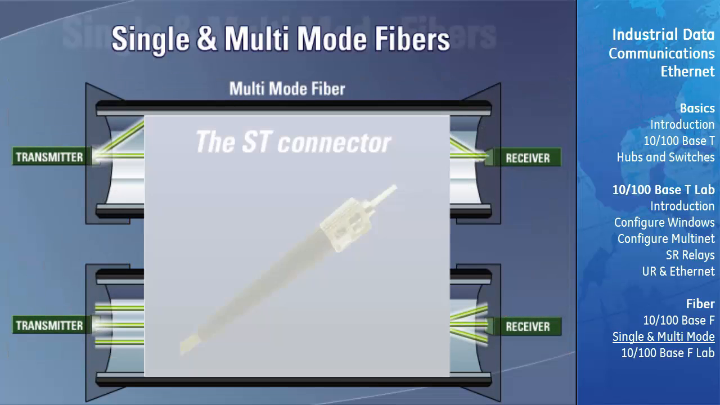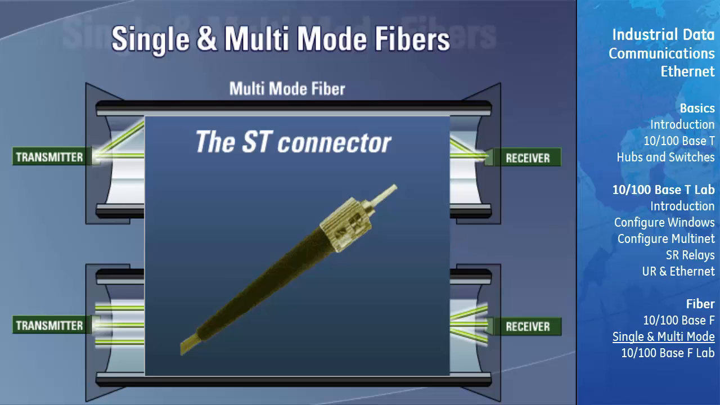There are several types of connectors that are attached to the end of the fiber cable to allow for the connection of the fiber to other devices. The ST connector is very robust and popular, and for these reasons, this style of connector is used on both the GE Multilin Universal Relay and the F485 converter.